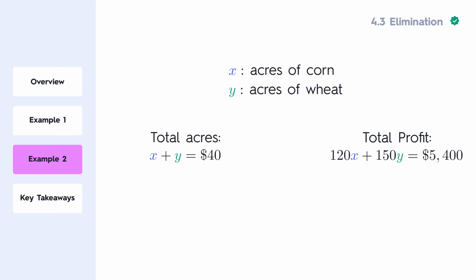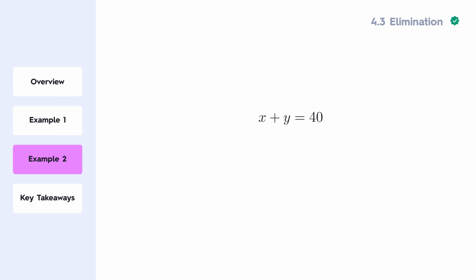To make the coefficient of x in the first equation match with that in the second equation, we multiply the entire first equation by 120. This ensures that the coefficients of x in both equations will be the same. Let's multiply the first equation by 120. Notice that by multiplying the first equation by 120, we've now made the coefficient of x the same in both equations. This will allow us to subtract the equations to eliminate x.